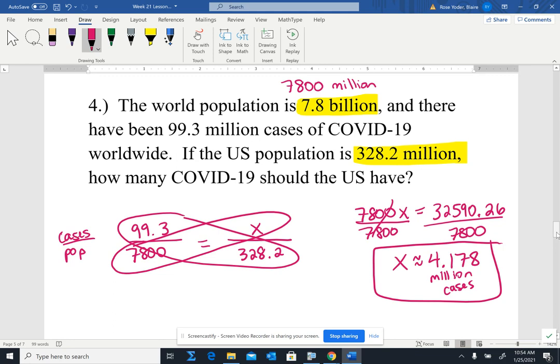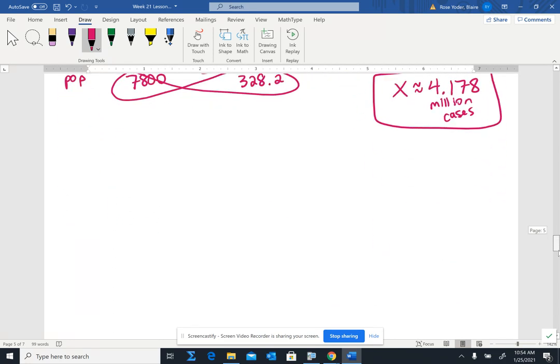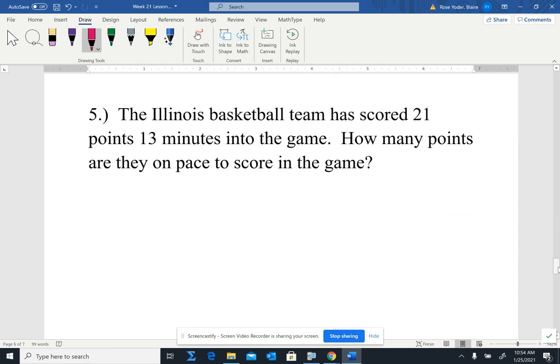So that was one example that I wanted to show you guys. Another place that I use proportions all the time is when I'm watching sports. I'm constantly thinking about, ooh, they've scored this many points so far. How many points are they on pace to score for the rest of the game? Or when you look at stats, oh, that person has scored this many 3-pointers in their career so far. Are they on pace to break any records?